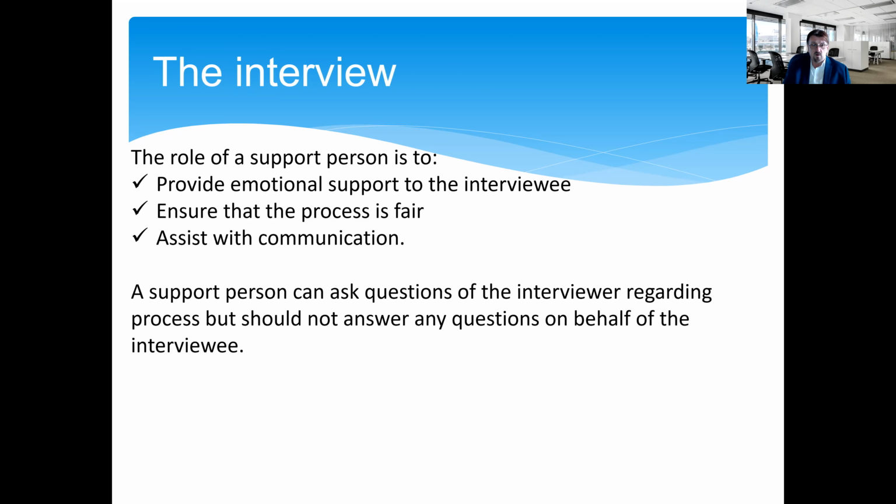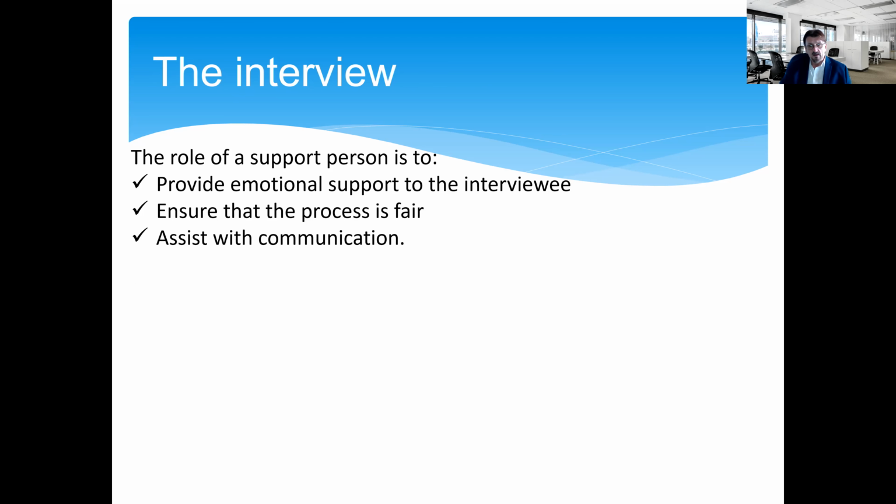There are three types of support person. Colleagues is one, lawyers or union reps is a second one, and family members is the third. My preference is union reps and lawyers, mostly because they know what their role is. They don't usually cause me any problems.